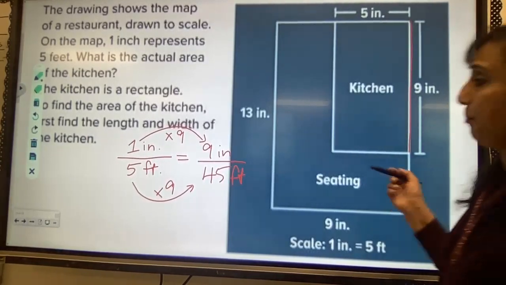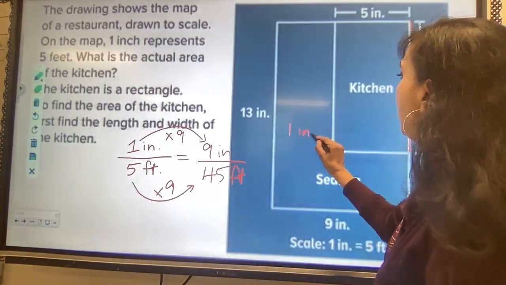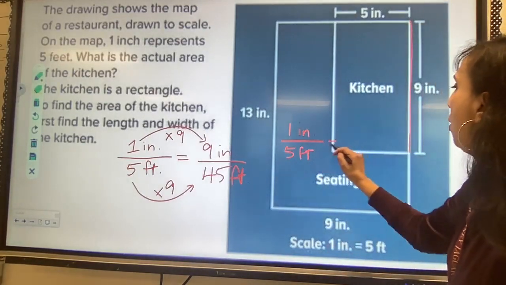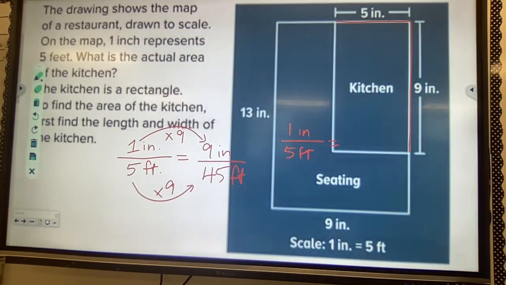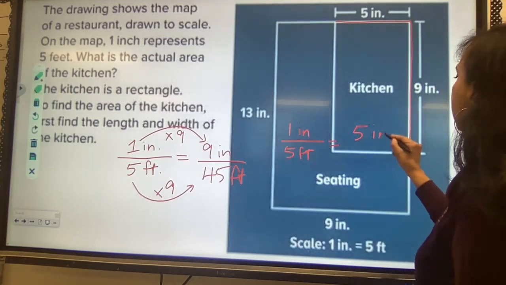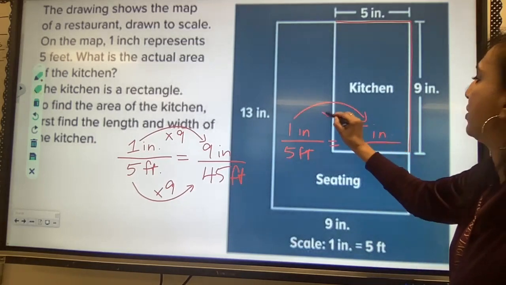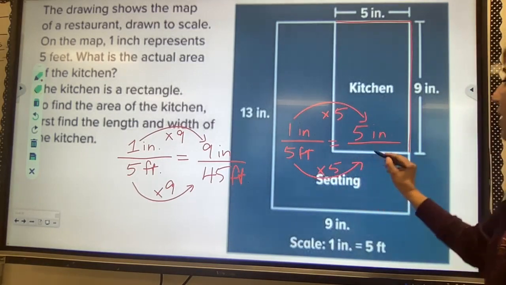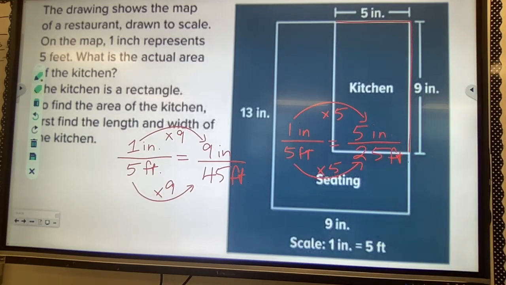And for width, same thing, I have 1 inch is equal to 5 feet. So let's see, what is the width here? Okay, so the width is 5 inches. So if I have 5 inches, how many feet would that be? So 1 times 5 gives me 5. Same thing to the denominator, times 5, and I get 25 feet.